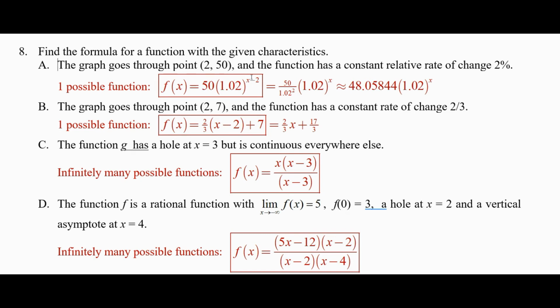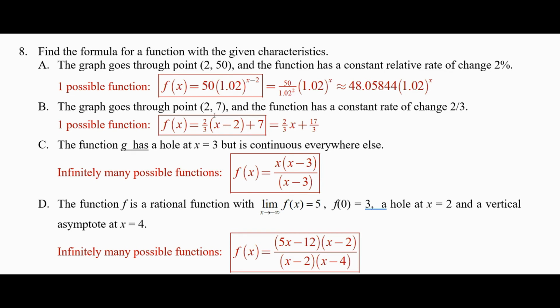So notice if you plug in x is 2, the power is 0, so that becomes 1 times 50, which is 50. If you want to rewrite it with just an x up here, then this becomes 1.02 to the x times 1.02 to the negative 2, which I could write down here, or approximately this.